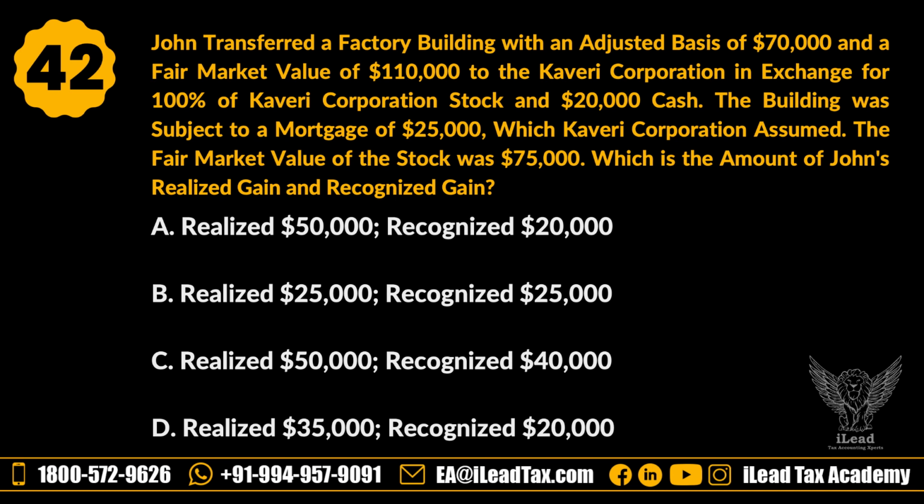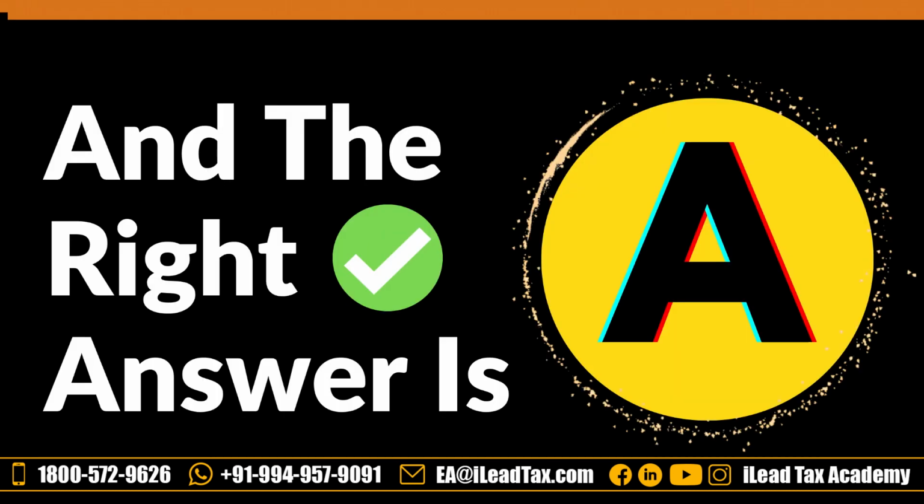So the options. Option A, realized is 50,000, recognized is 20,000. Option B, realized is 25,000, recognized is 25,000. Option C, realized is 50,000, recognized is 40,000. Option D, realized is 35,000, recognized is 20,000. Let's see the answer. The answer is A. Let's see why it is A.